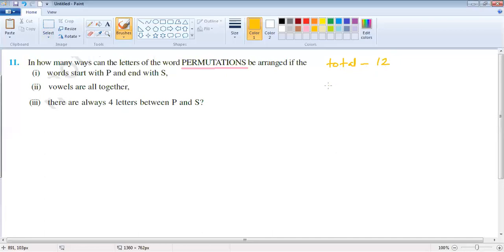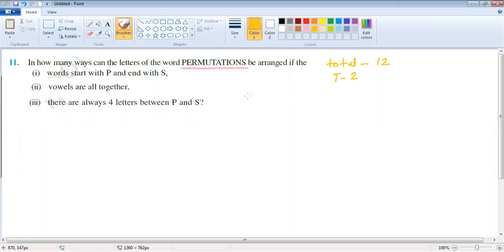So are any of them repeating? Look, P is not repeating, E is not repeating, R is not repeating, M is not repeating, U is not repeating, T is repeating 2 times. A is not repeating, I is not repeating, O is not repeating, N is not repeating, and S is not repeating. So the only thing is T is repeating.